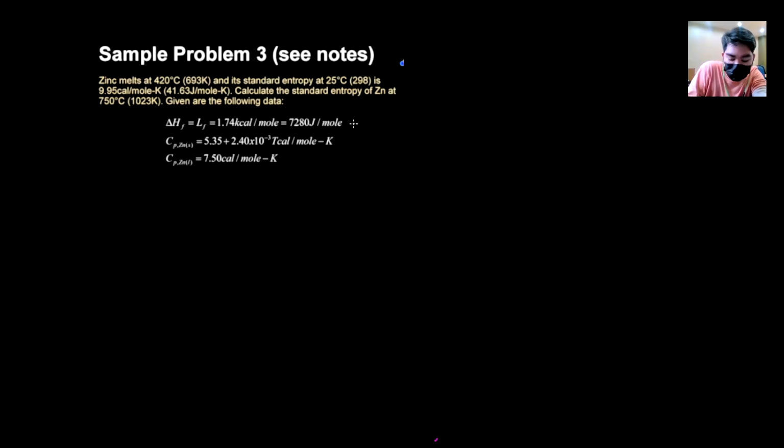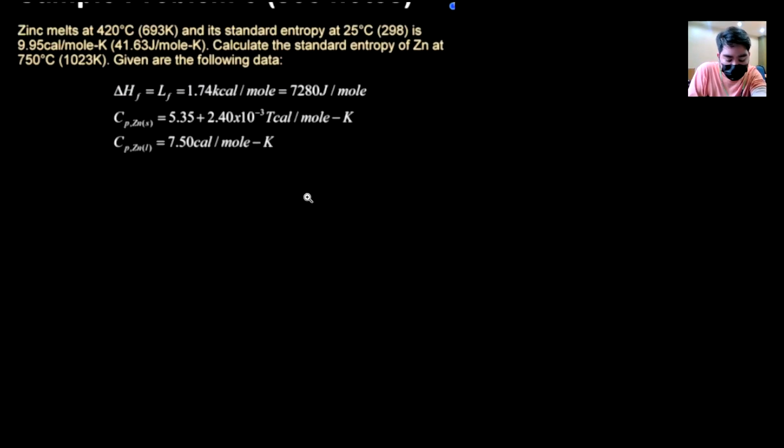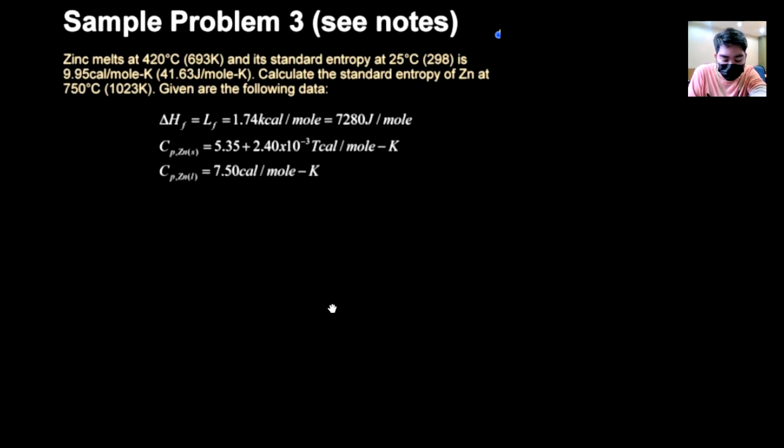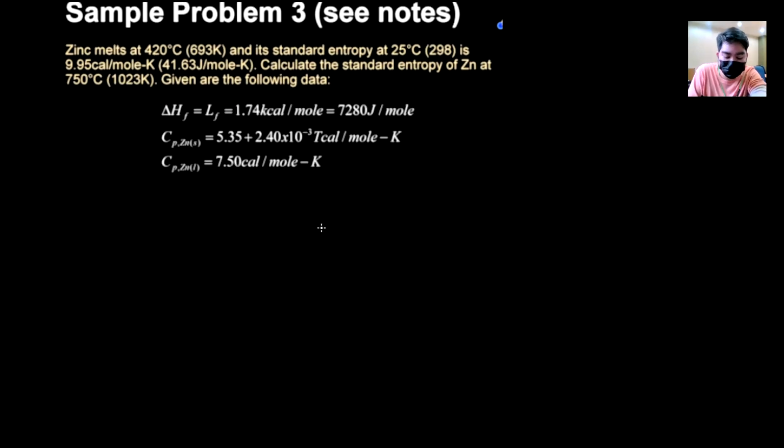We are given the following values: the transformation, and Cp values for zinc that is solid and zinc that is liquid. To solve this, we just need to imagine what delta S values the material passes through. So it starts off as zinc.